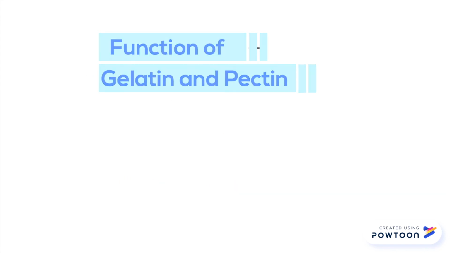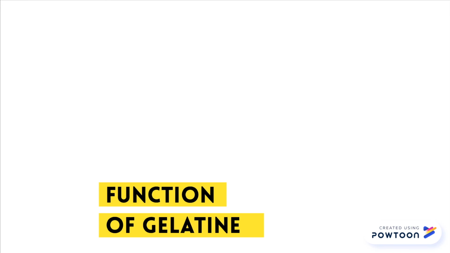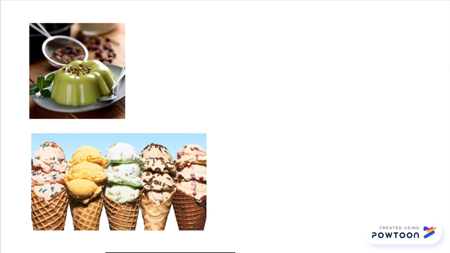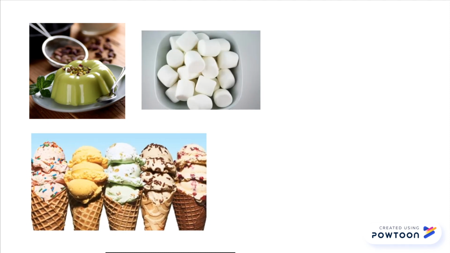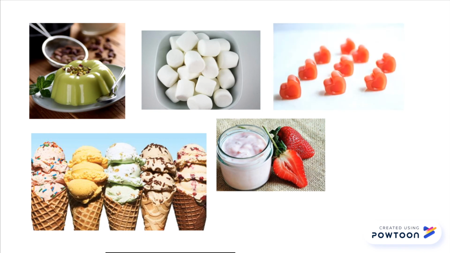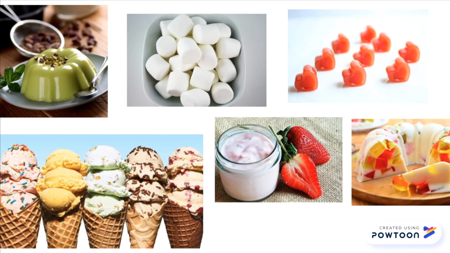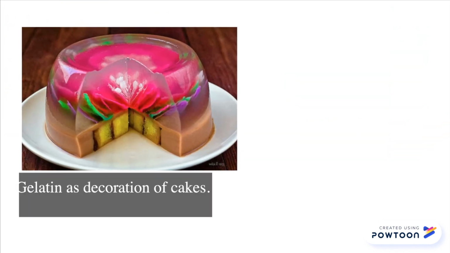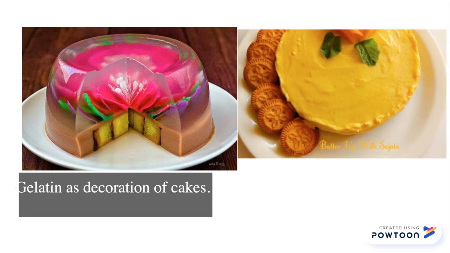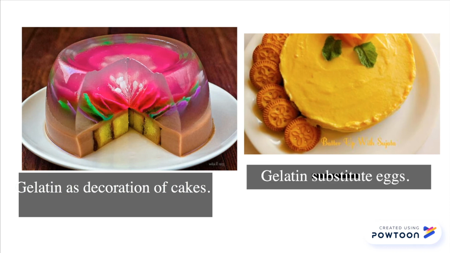Function of gelatin and pectin. Gelatin is used in many ways for baking. First, it is used to thicken puddings, ice creams, marshmallow, yogurt, gummy candies, and fruit gelatin desserts. Second, gelatin also can be used as decoration for cakes. It can duplicate the fake plastic that can be formed into models of imagination. Third, gelatin can replace the function of eggs, so it can be used in butter.